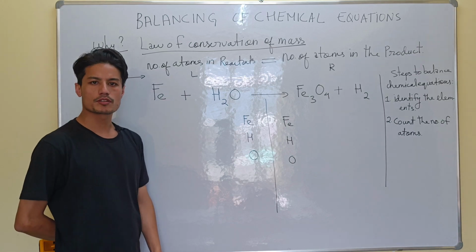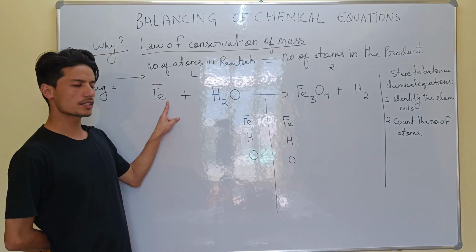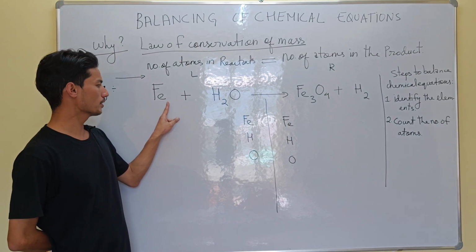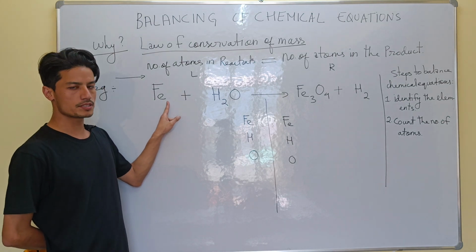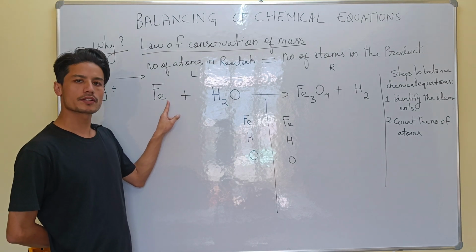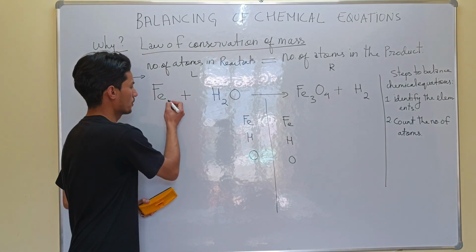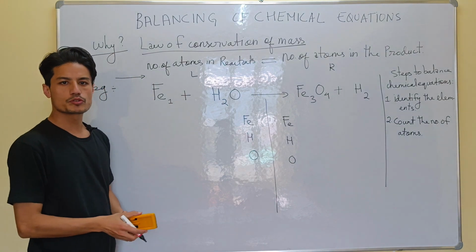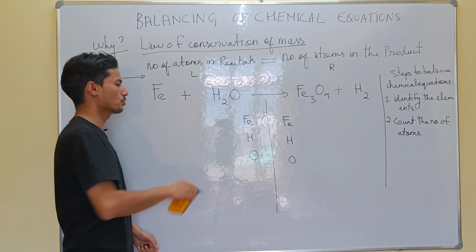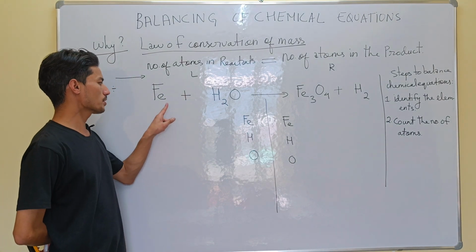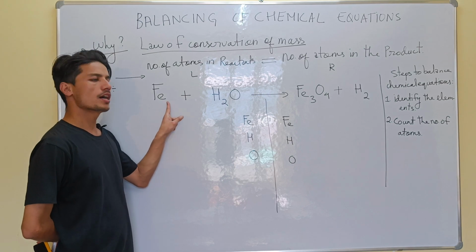Then there may be a question in your mind: so what about this? We do not see any number here. Well, if we do not see any number here, it is assumed to be 1. So there is 1 here. But we usually don't write 1, so don't write it. Just understand that if there is no number here, that means it is 1.